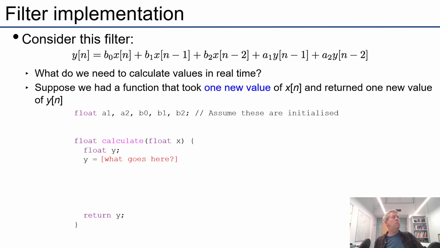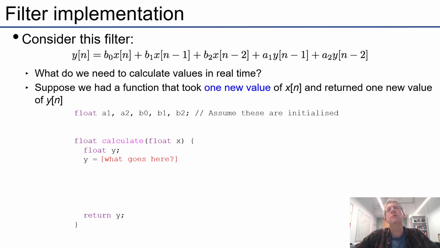Implementation. Let's just consider a simple filter. It has three coefficients defining the feed forward and two coefficients defining the feedback path. So feed forward is the dependence on current and previous inputs. Feedback is just the dependence on previous outputs. So often you will see something where there's one less coefficient for feedback because current output obviously is not dependent on current output.